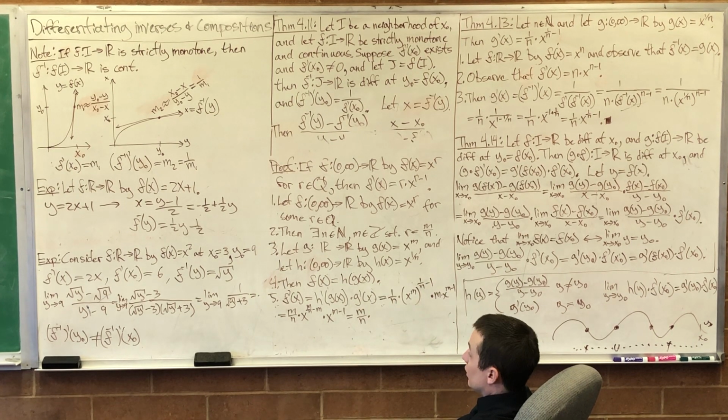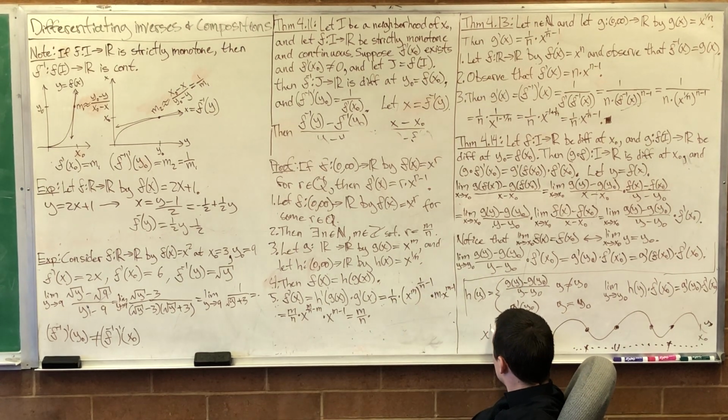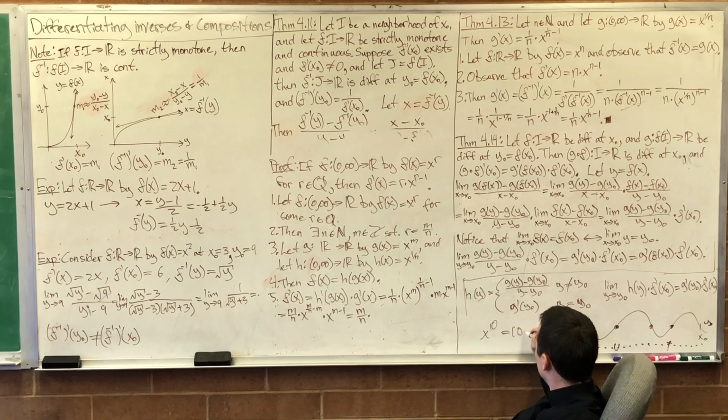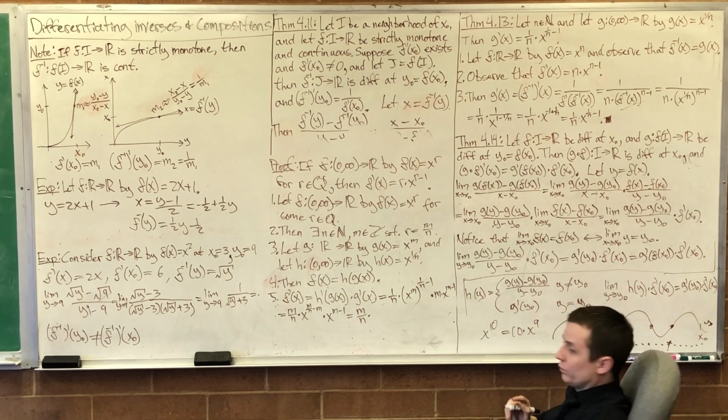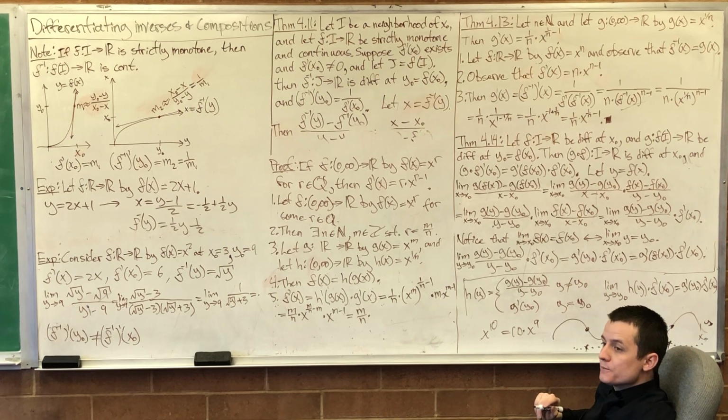Why is that x to the n minus 1 instead of just x to the n? I did the derivative of x to the n. The derivative of x to the 10 is equal to 10 times x to the 10 minus 1, 9. That's right. Power rule. Good?